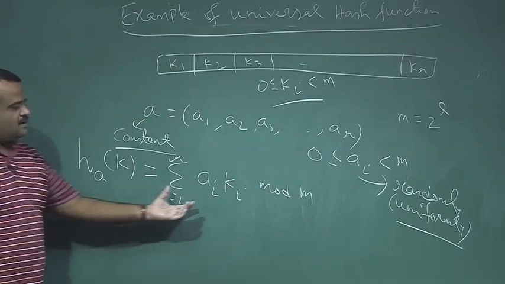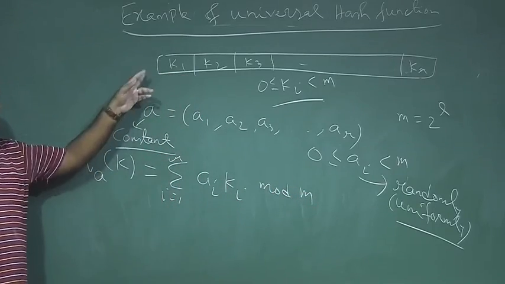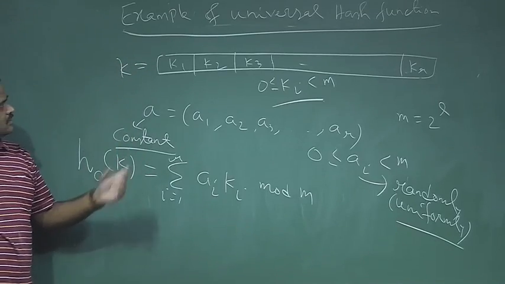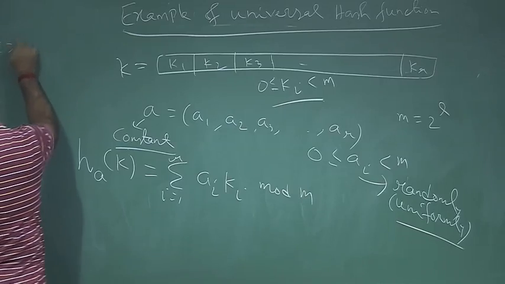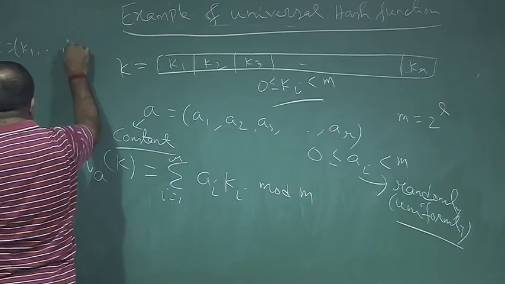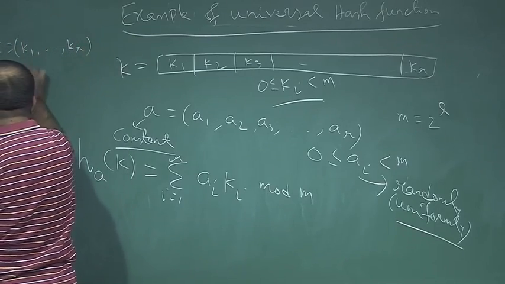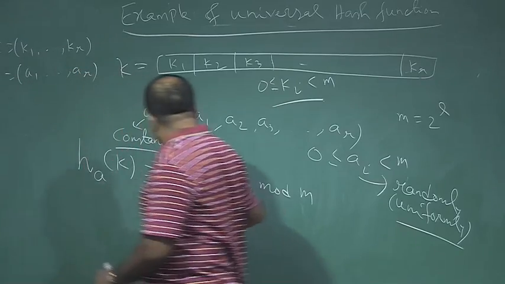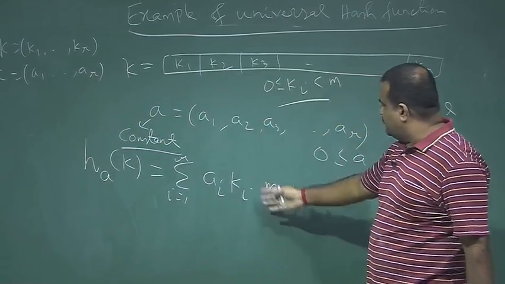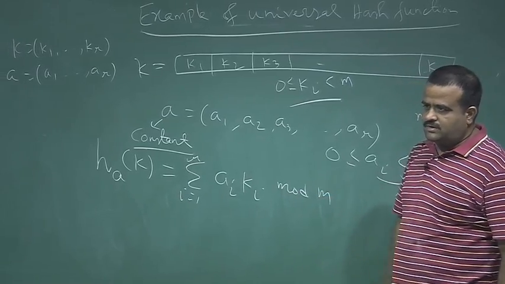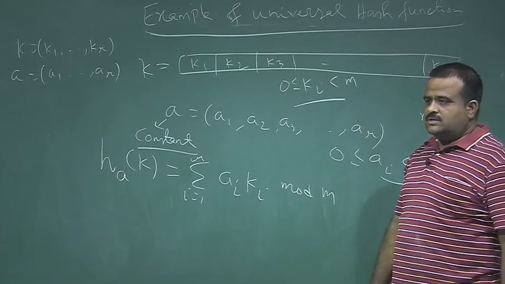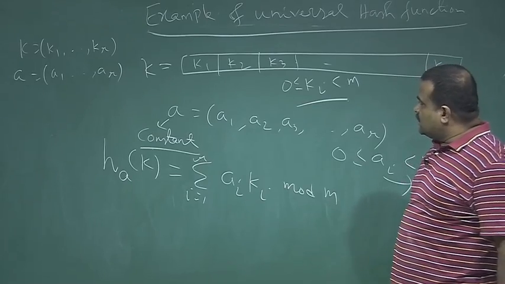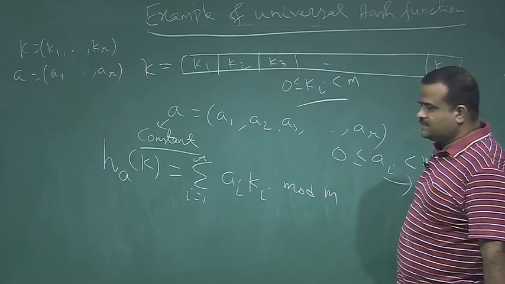This is basically the inner product between the a vector and this key vector. The key is k1, k2, ..., kr, and the a vector is a1, a2, ..., ar. So we are just doing the inner product between the a vector and the k vector, and we obviously have to take the mod m, because our slot size is 0 to m minus 1. So, this is one construction of a hash function.